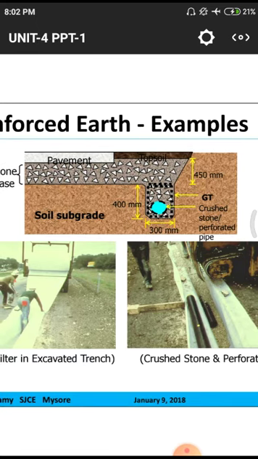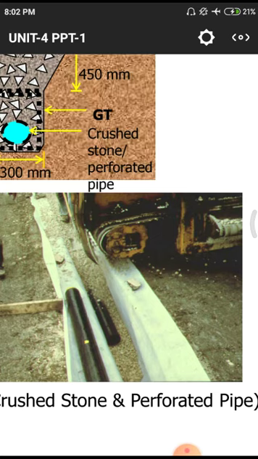so that those pipes simply absorb whatever water is coming onto the pavements. That water will be carried to the side canals of these roads. So in this particular figure we have to observe the crushed stone and perforated pipes, so that those pipes simply carry the water content present in the structure, and that water will be transferred to the side canals which are arranged along the roads.